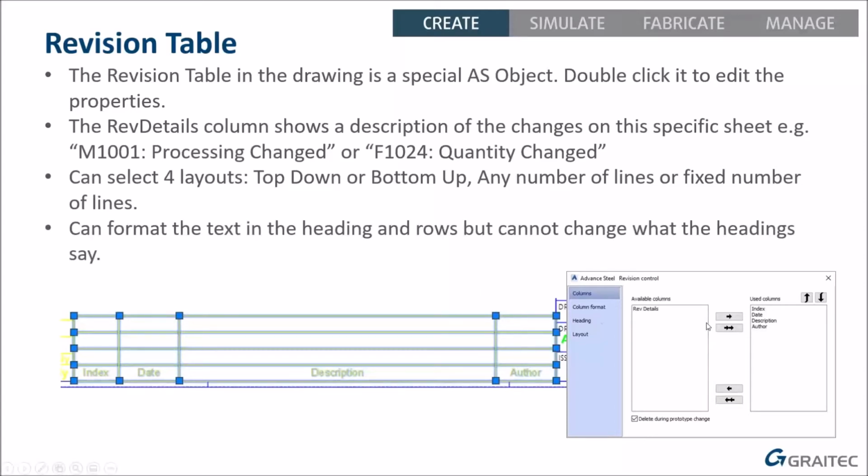You have pages there to format the text in the headings and the rows, but you can't change what the headings say. So I can't say approved by, I can't say revision note or anything like that. I've got to just live with what's there.